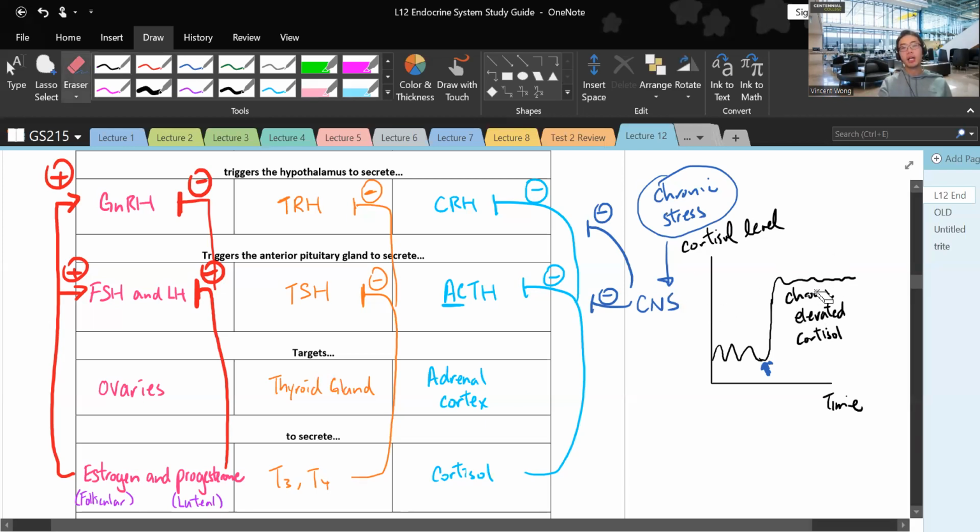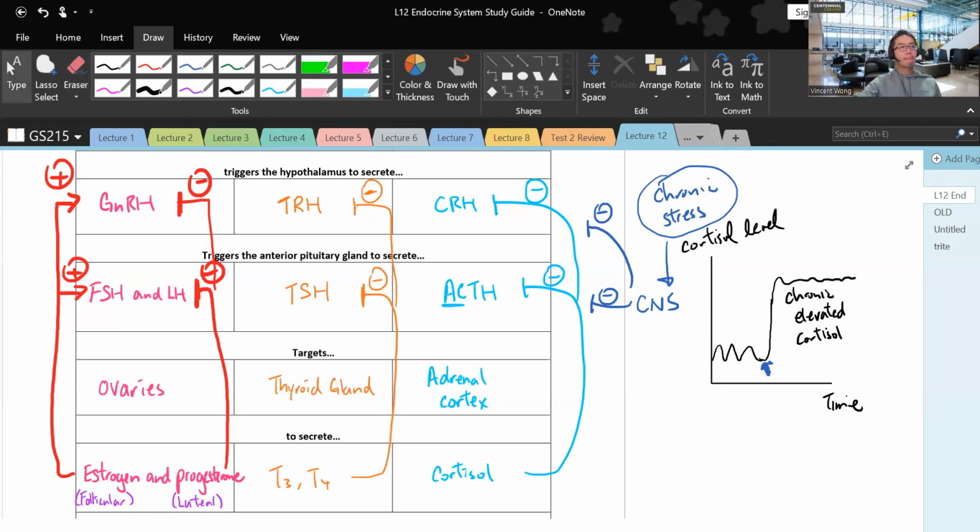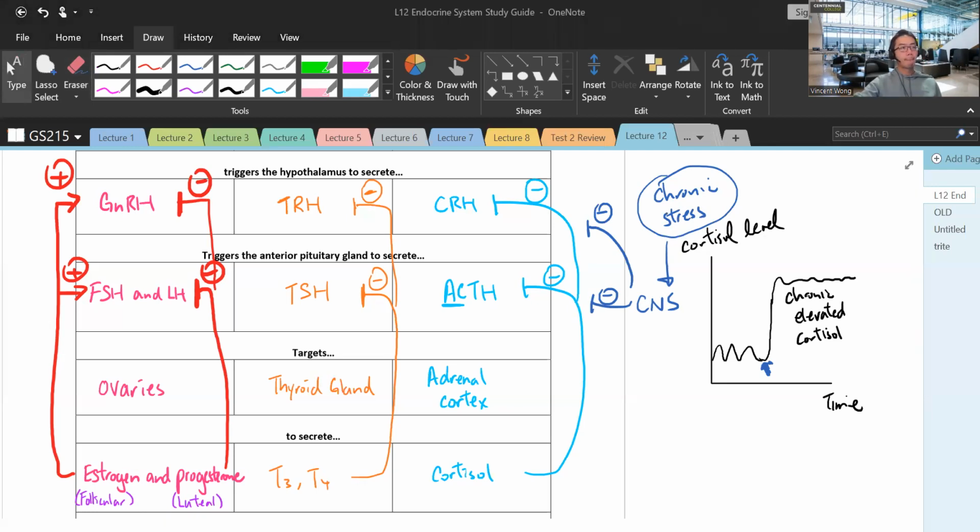And that's what this is. So until that chronic stress is managed, okay, it will stay up here. But once you remove the chronic stress, it will go back down to normal. Does that make sense? So those are the three pathways for the HPA.